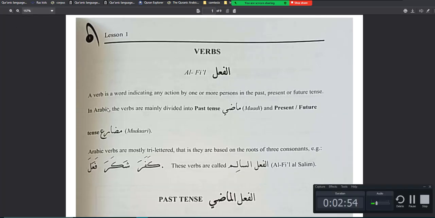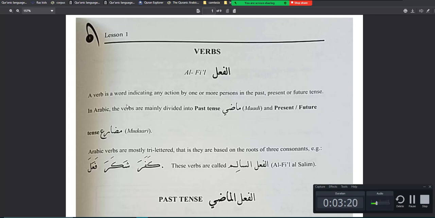Al-fi'l. A verb is a word indicating an action by one or more persons in the past, present, or future tense. In Arabic, the verbs are mainly divided into past tense, that is called Madi, and present or future tense, both. It could be either present or future tense, that is called Mudare.